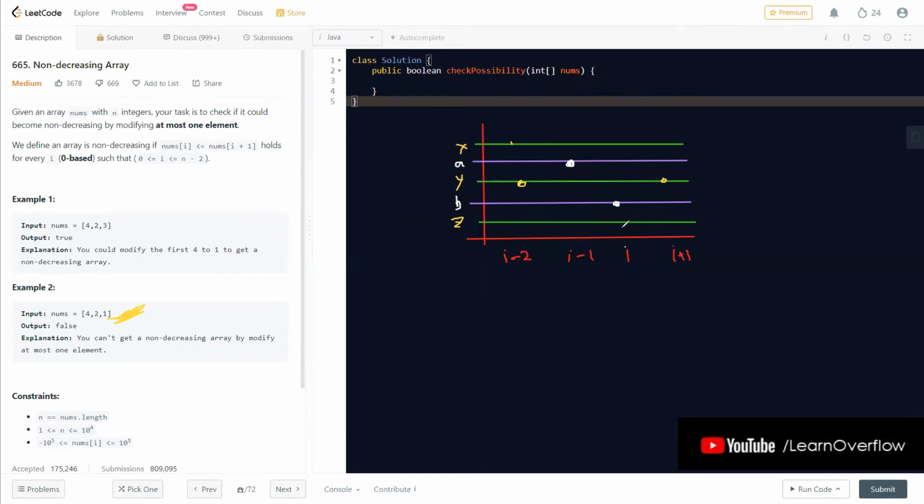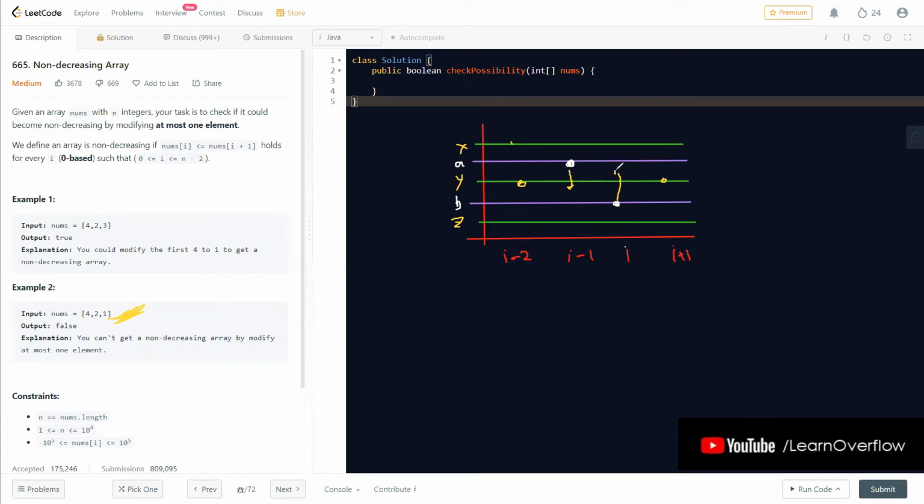we know there is no possible way in which we can fix this array. Is it possible to fix this particular array? Can you move this up over here? No, because then this position would be below that. Can you move this down over here? No, because this position would be going above our movement. So this is a kind of condition that we need to look for.